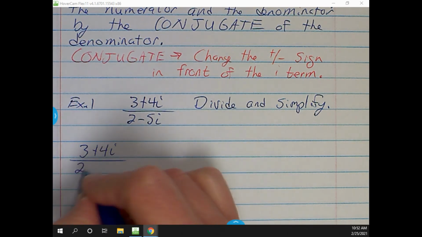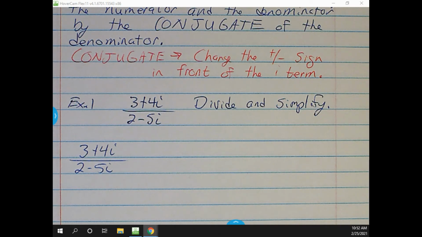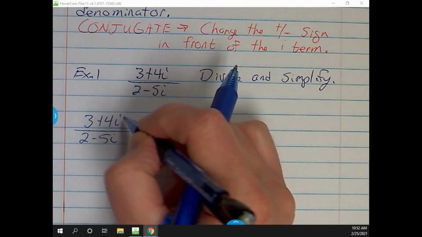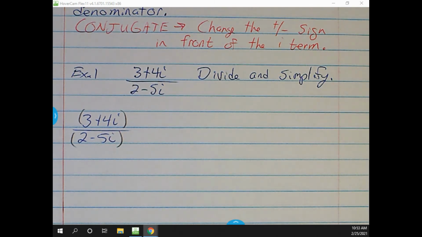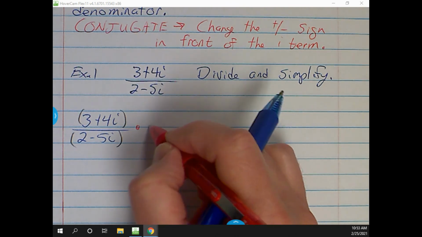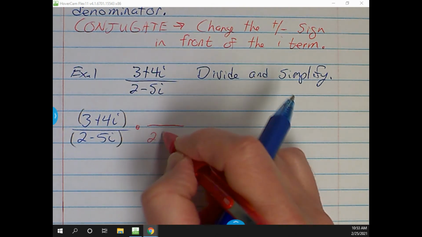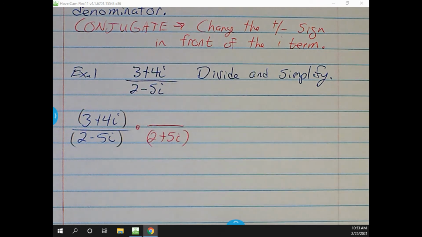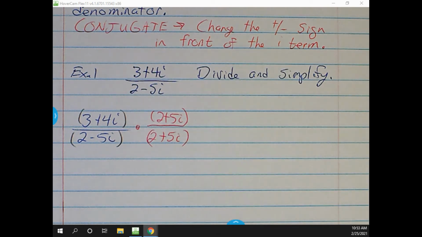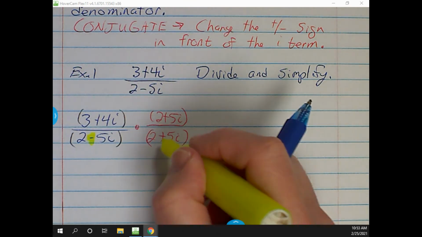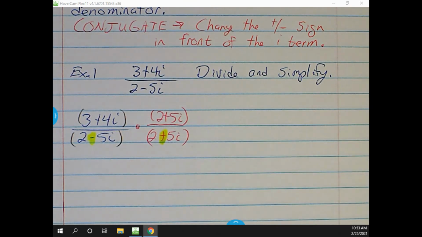Okay, so we're going to take the original problem that we have. Now, one thing they don't do that you kind of have to do when you're working this thing out is go ahead and put that original problem with parentheses around it. Okay, and then we're going to multiply by the conjugate, so we're going to make this 2 plus 5i. And whatever we do on the bottom, we're going to do the same thing on the top so that it stays an equivalent fraction. Okay, and that's all the conjugate is, just changing the sign from positive to negative, or in this case, changing it from a negative to a positive.